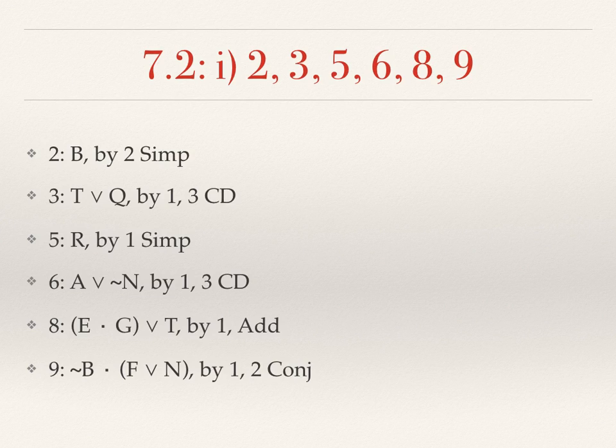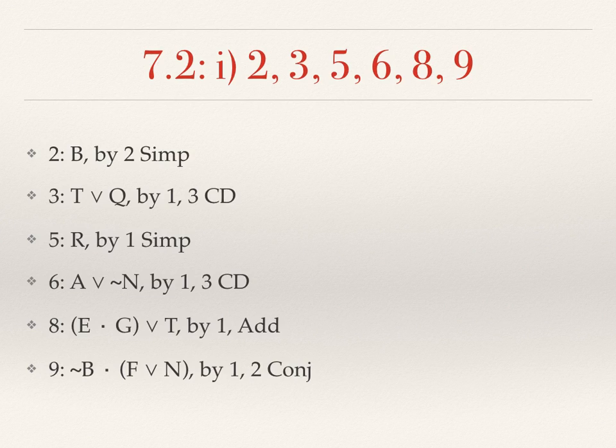Number 8, we have step 1 is E and G. We're asked to use addition, so we could do E and G within parentheses and then wedge whatever we want to add to that. Pick a letter as long as it's not E or G.